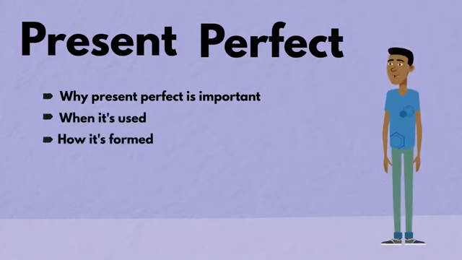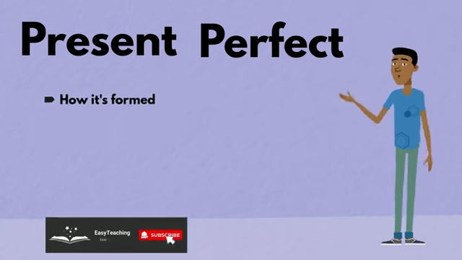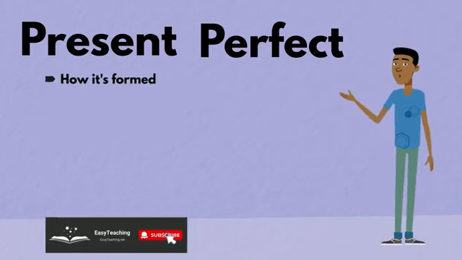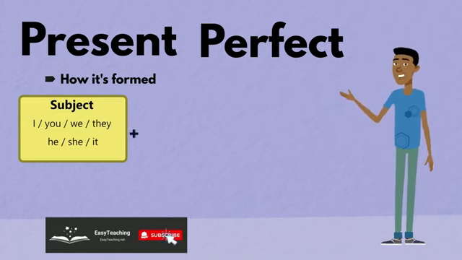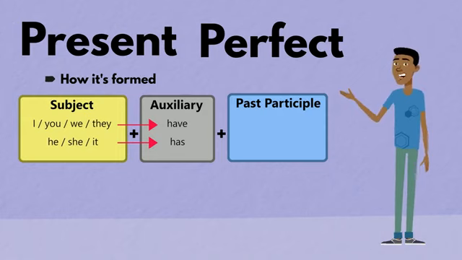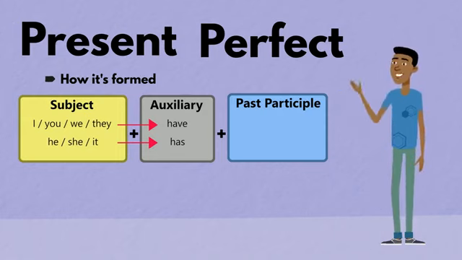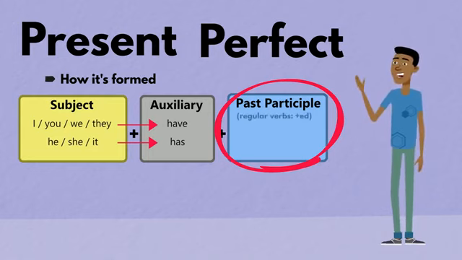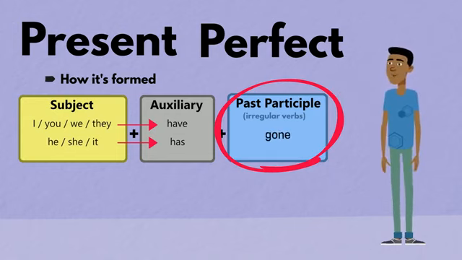it's formed. Let's begin with how we form present perfect tense. Depending on the subject, we use either have or has along with the past participle of a verb. Forming a past participle is usually as simple as adding ed to the end of a verb. For example, finished, laughed, or climbed. But there are also many irregular verbs to be aware of. For example, been, gone, or broken.